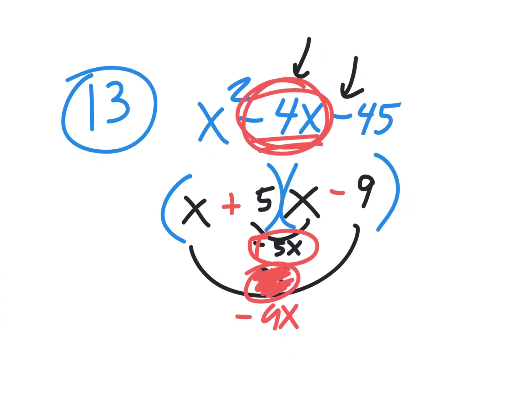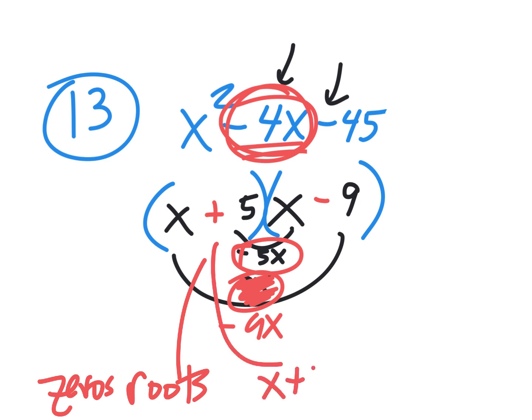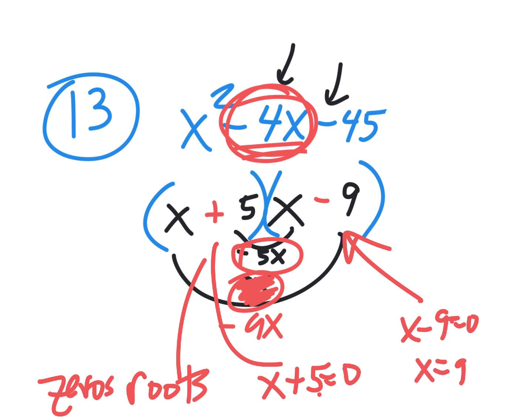There must be some where they ask you this, so I'll just remind you. If they want the solutions or the roots or the zeros, they all mean the same thing. That means you set each factor equal to 0. Set this thing equal to 0. Nine and negative 5, if they needed that.